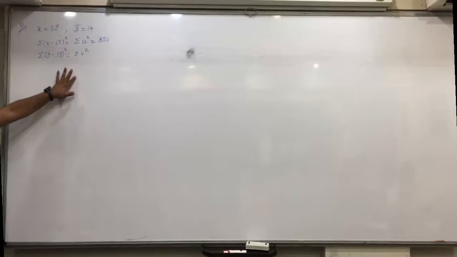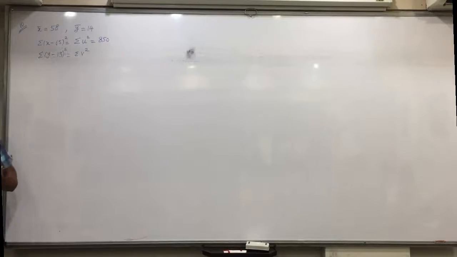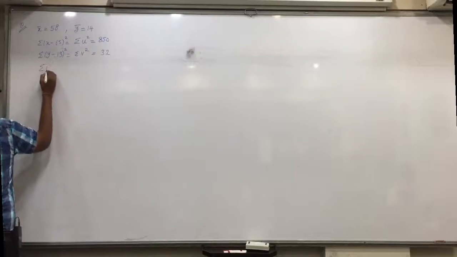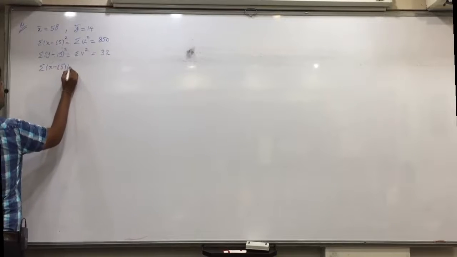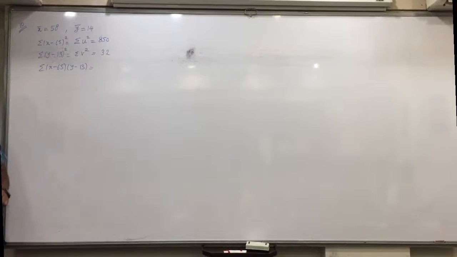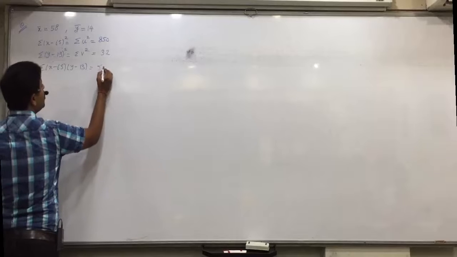Anyone who did not understand this? What is that equal to? 32. And what will be sigma (x minus 65) into (y minus 13)? Sigma uv, that is 0.